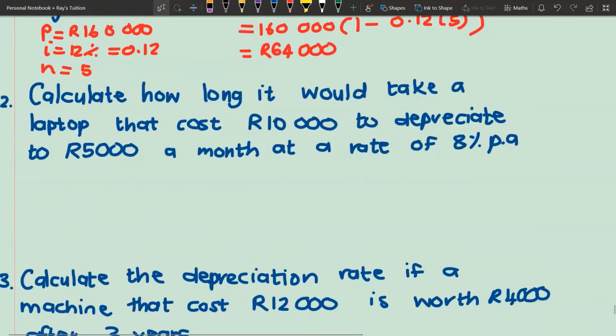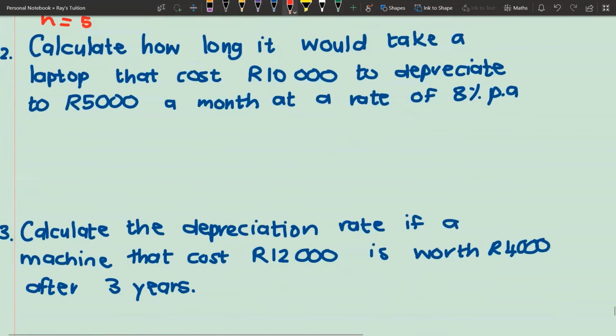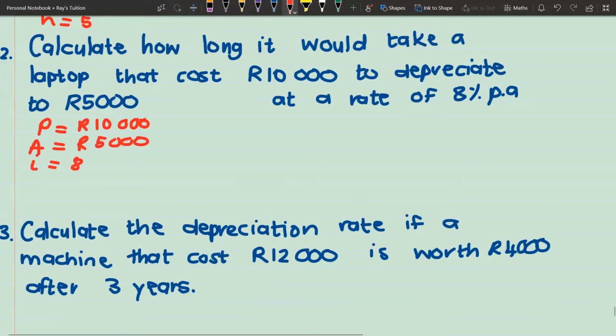So it says, calculate how long it would take a laptop that cost 10,000 to depreciate to 5,000 at a rate of 8% per annum. So let us write what we've got. Our principal amount, how much it was worth, is 10,000. How much it would depreciate to is 5,000. And our interest rate is 8%, which we can write as 0.08.